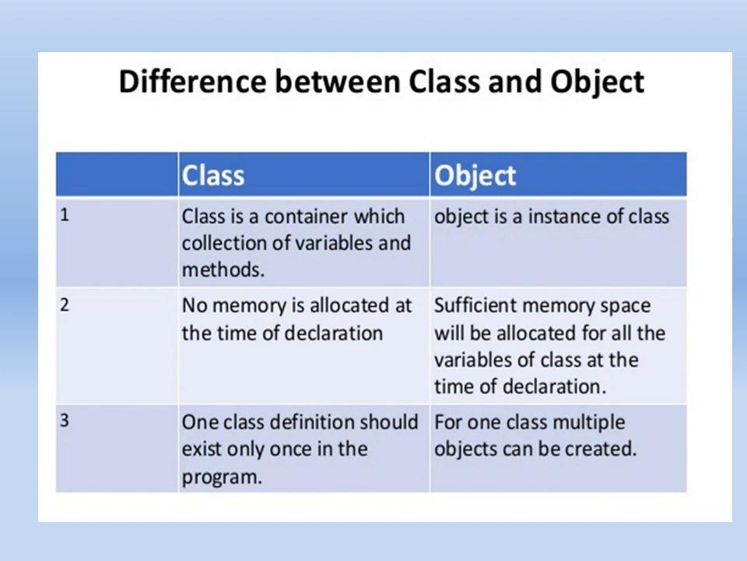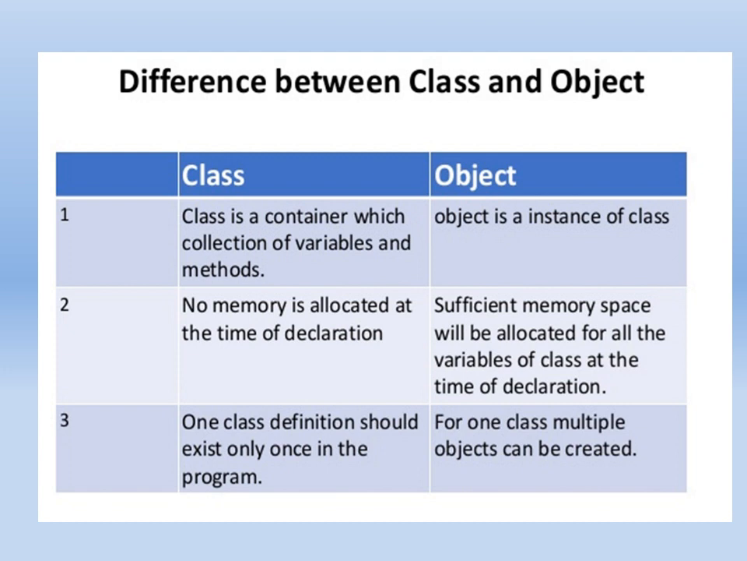Now we'll see the difference between the class and an object. So what is a class? Class is a user defined data type, and what is the object? It is an instance of a class, or we can say that it is a variable of a class. So this is the basic definition of the class and object. So we'll see what the difference is.